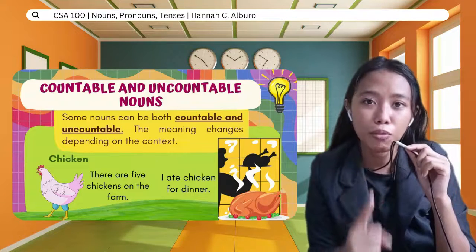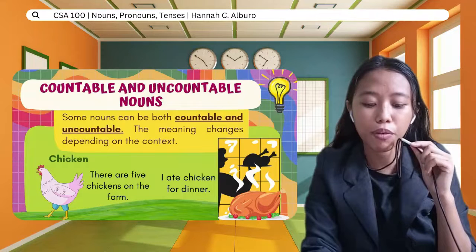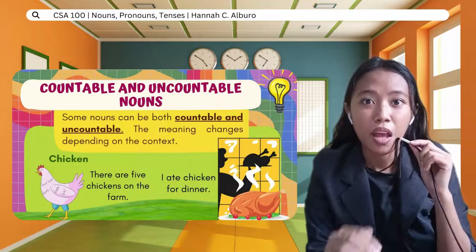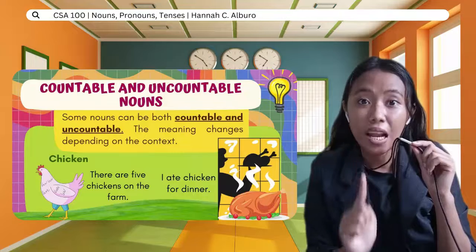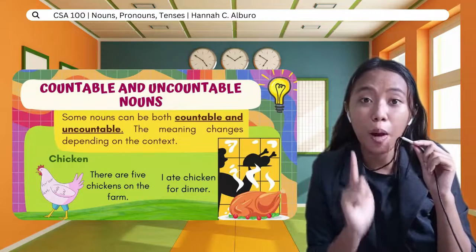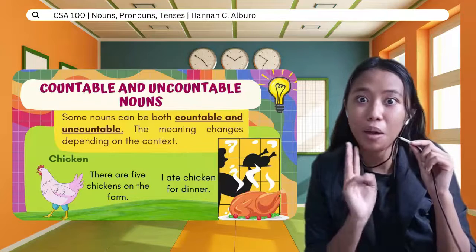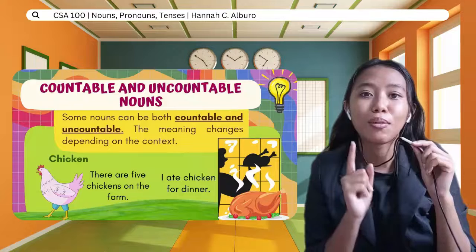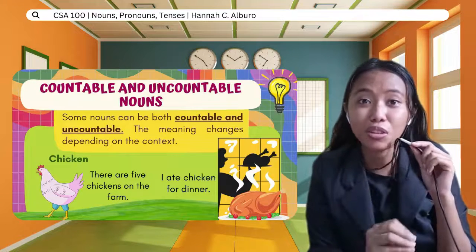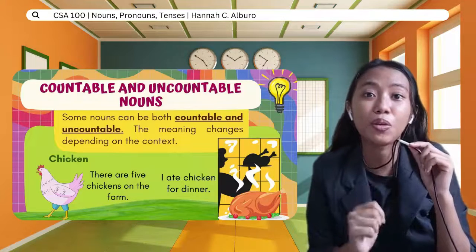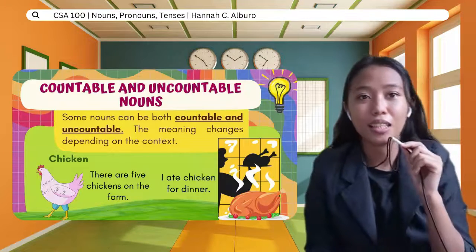Now, how about fruit that functions as a countable noun? Okay, take for example, my three favorite fruits are bananas, mangoes, and apples. My three favorite fruits. So, in that sense, the word fruit functions as a countable noun, no? You can count them. Okay, too much for countable and uncountable noun.